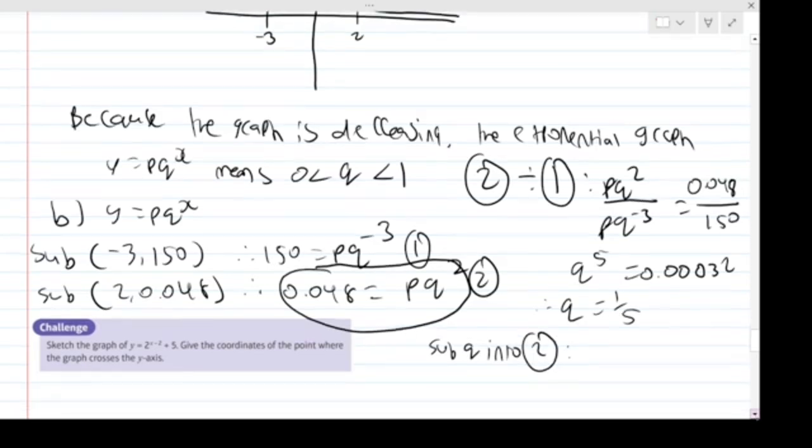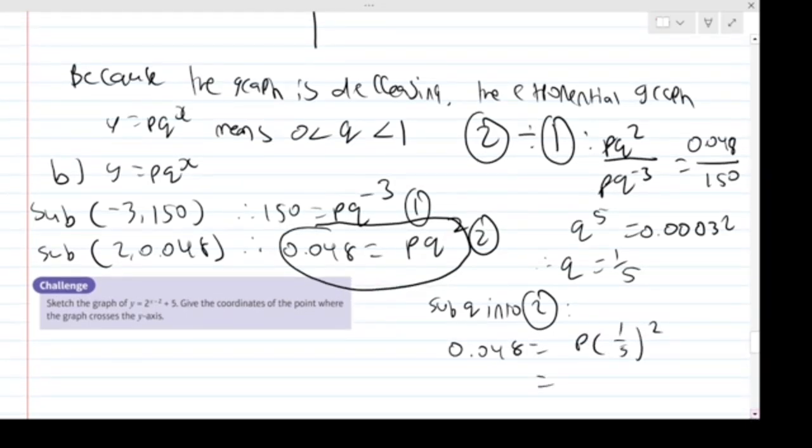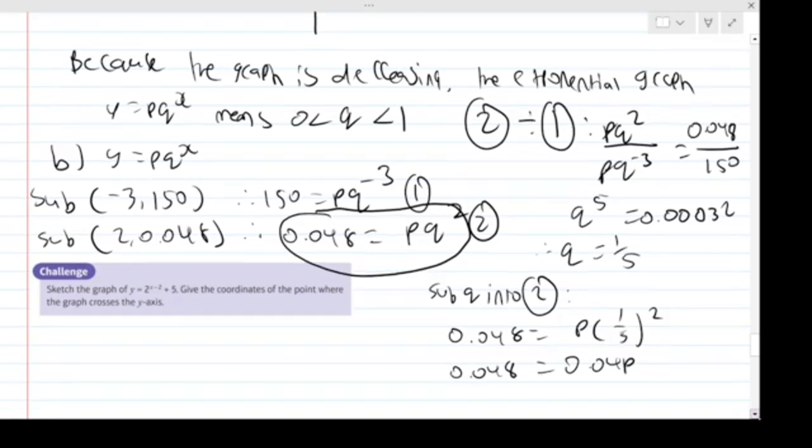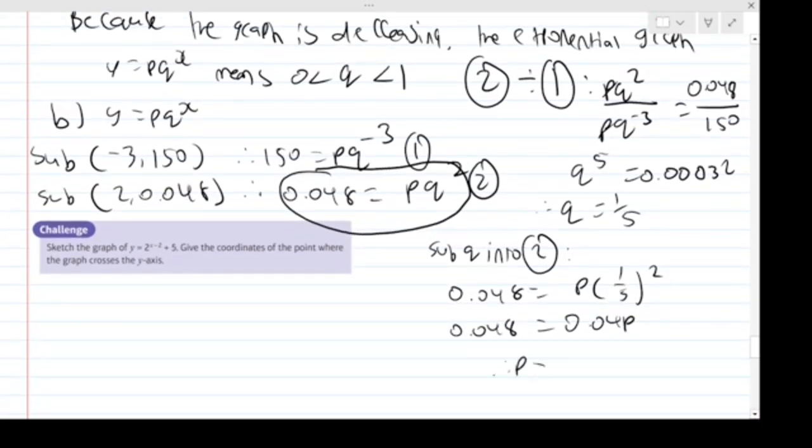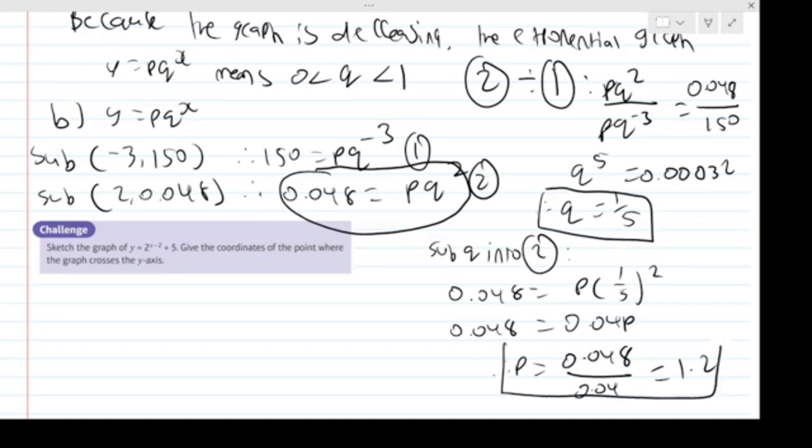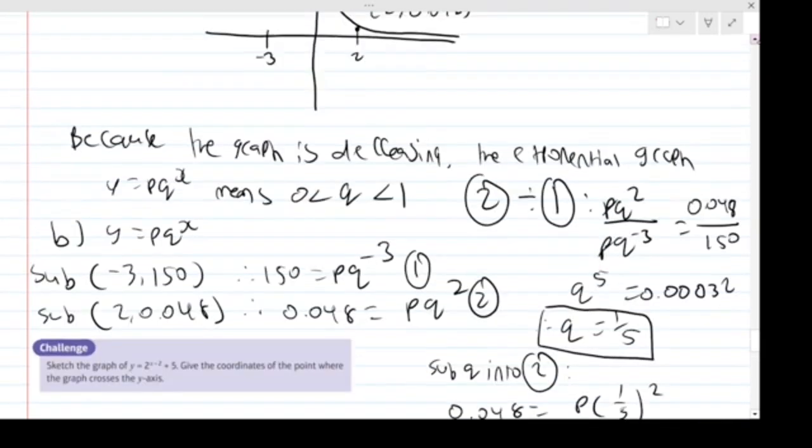I'm going to get that 0.048 is going to be p lots of a fifth squared. So then that means that'll be equal to 0.04p. So 0.048 would then be 0.04p because that's a fifth squared. So therefore p is 0.048 divided by 0.04, which would be 1.2. And so that is my values. Q is a fifth, P is 1.2. There.